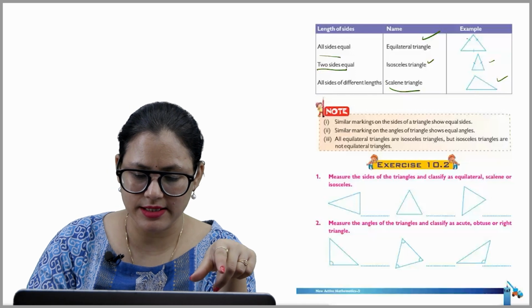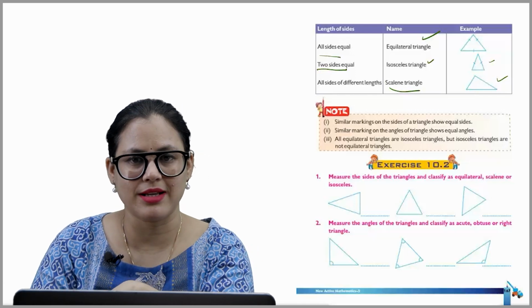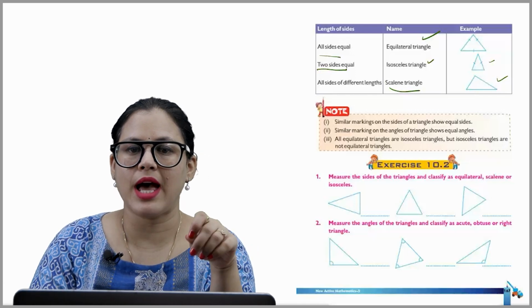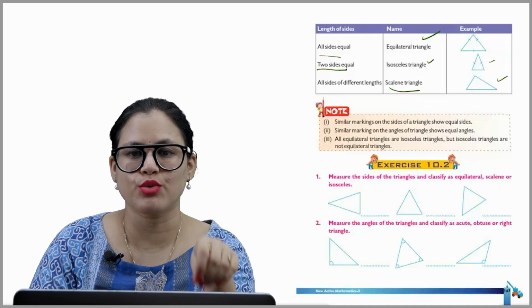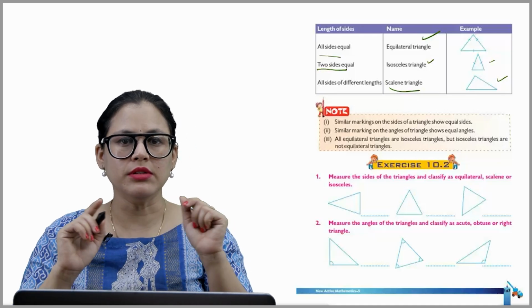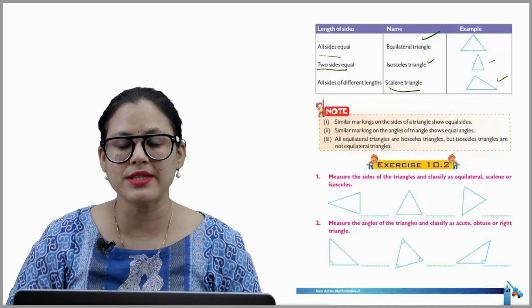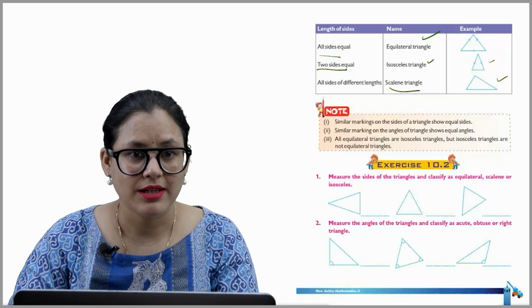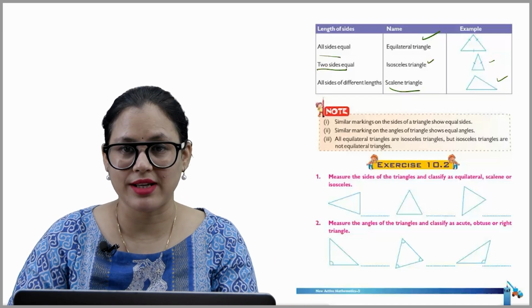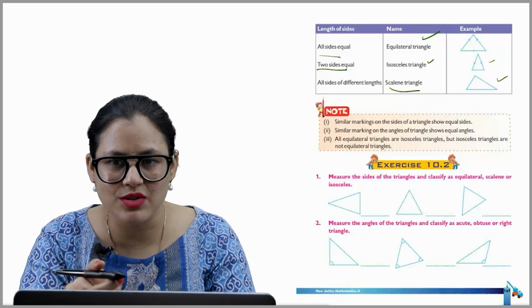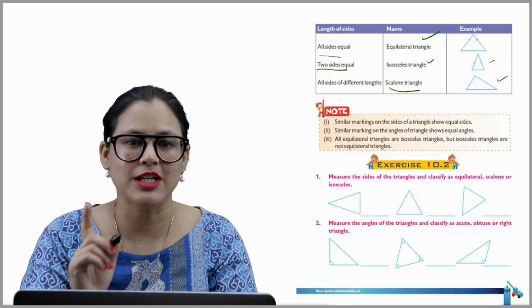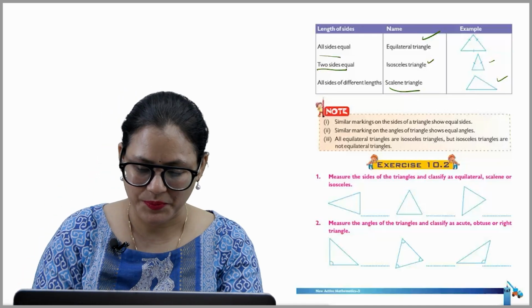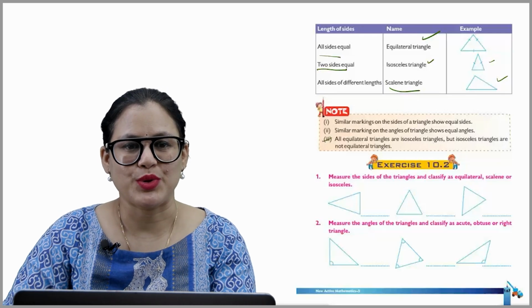See, these are similar markings, that means all 3 sides are equal. Similar markings on the angles of a triangle show equal angles. If there are similar markings on angles, that means angles are equal. All equilateral triangles are isosceles triangles, but isosceles triangles are not equilateral triangles. Remember that, okay?